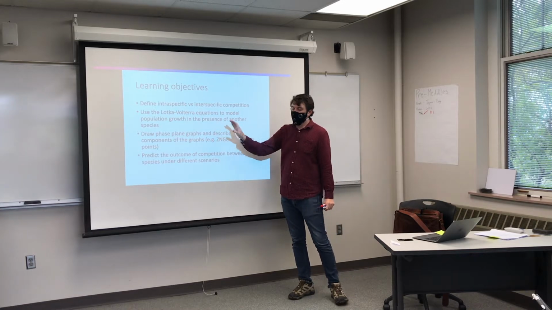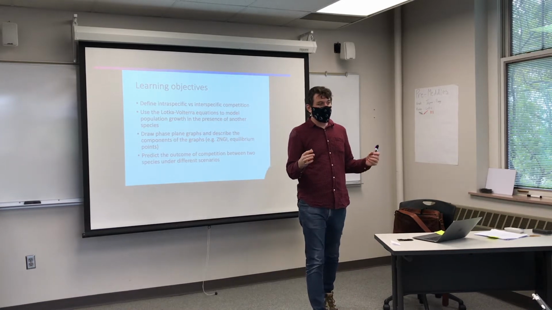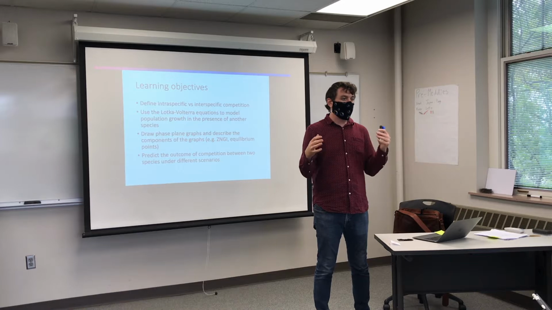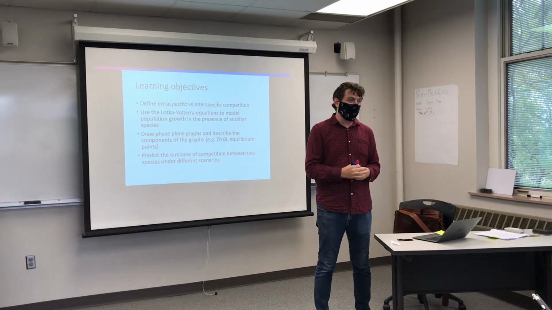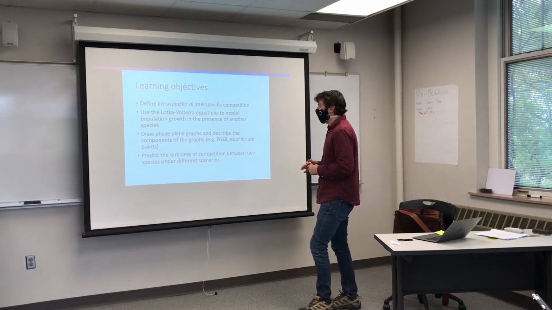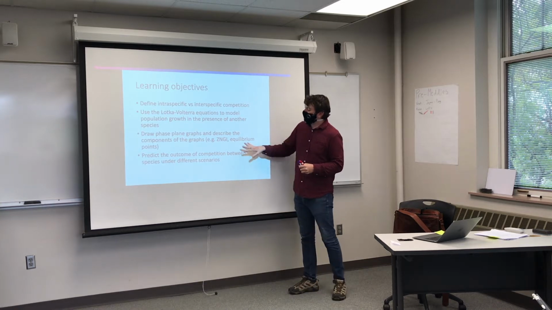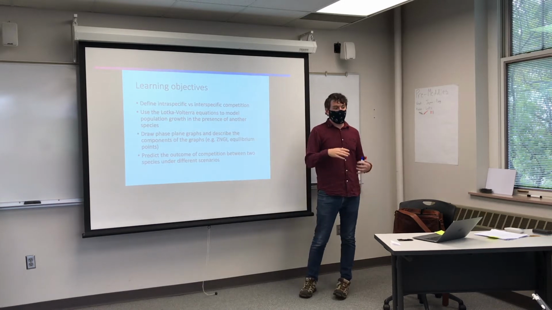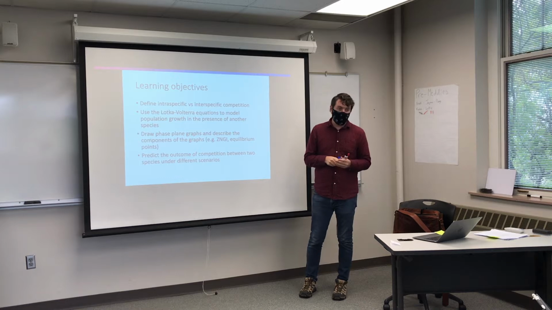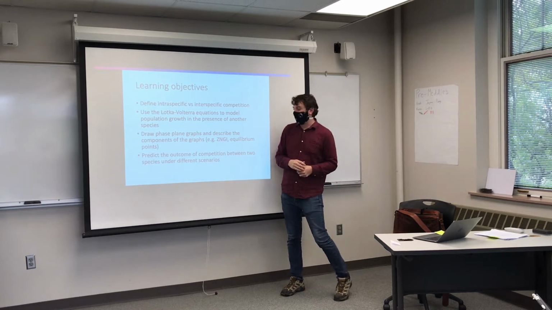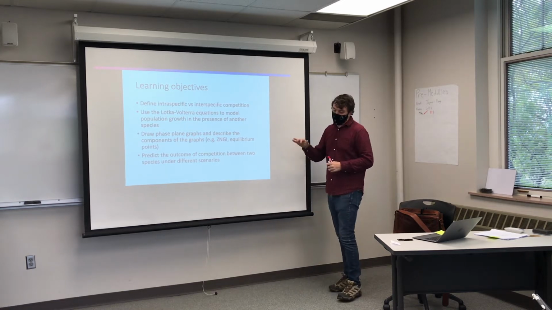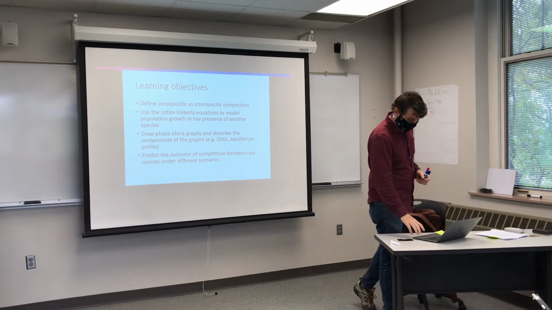And once we do all this, you'll have the tools necessary to predict the outcome of competition between any two pairs of species based on how they interact, how they relate to each other. So this is what we're going to be doing. You're going to get comfortable using these graphs so you can complete or fill one in on an exam question, for example. But it's all going to be based on these population growth models.